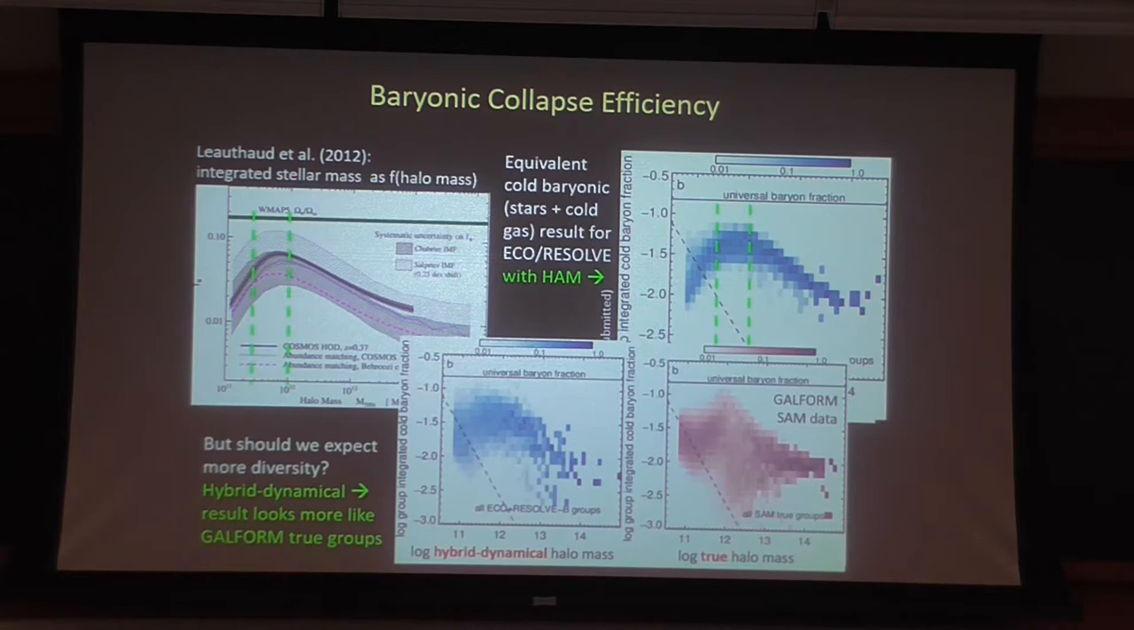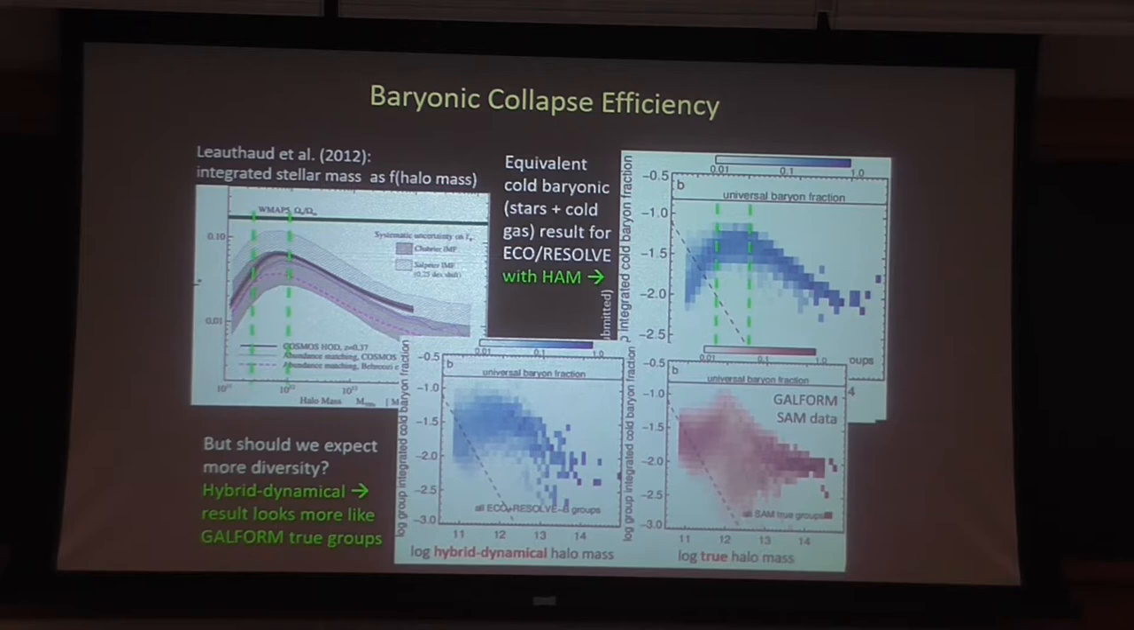All right, so on the left is the same plot as this, but with the hybrid dynamical halo mass. And here, the diversity is much greater. Definitely the scatter is much greater. Should we have expected more diversity? I would argue yes, because we were ignoring the hot gas component, which could have arbitrary ratios. But you can also compare to Galform to say, should we have expected it based on our theoretical understanding? And the answer in Galform is yes. So this is the true halo mass, and this is the group integrated cold baryon fraction. You can see that these two really have a lot less in common than these two. So the diversity is expected.